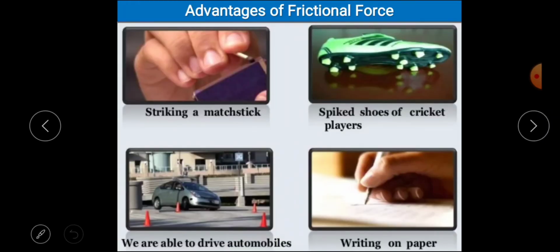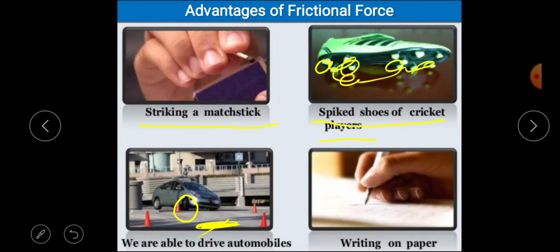Next, let's see what the advantages of frictional force are. Just now we discussed one of the advantages, striking a matchstick to light it. Then the spiked shoes of cricket players or football players. These pointed spikes provide more friction, and hence the player can easily run on the surface. Otherwise, while running very fast, they might slip and fall down. We are able to drive automobiles, that is also thanks to frictional force, because the friction between the tires and the road surface helps us to drive smoothly.